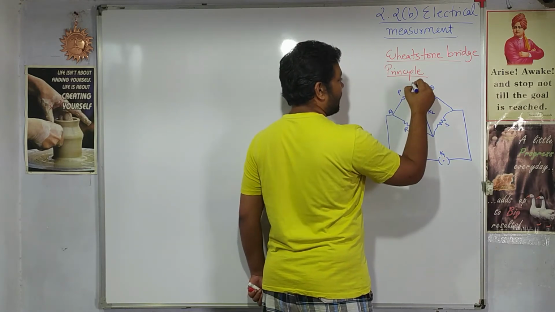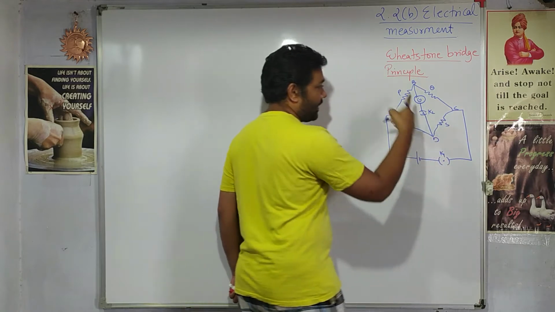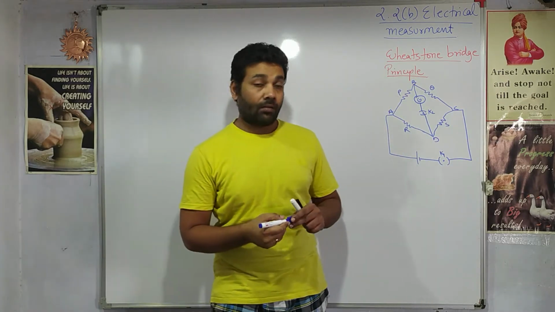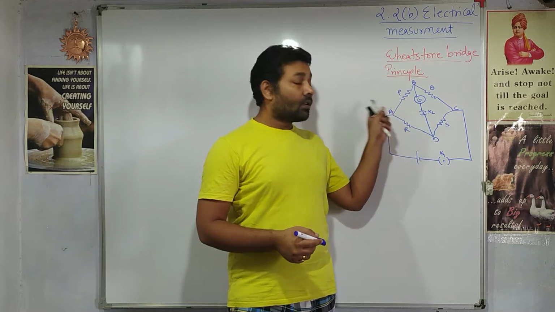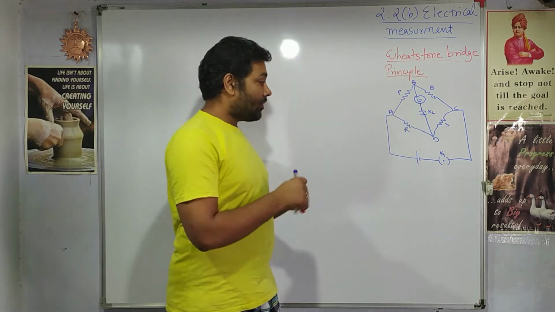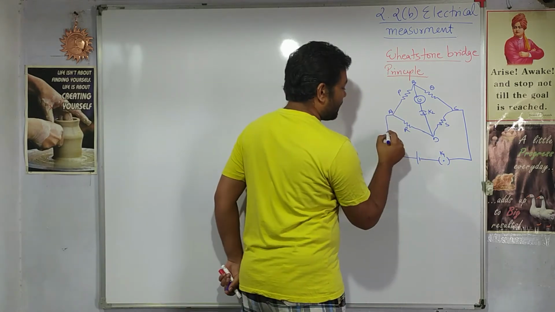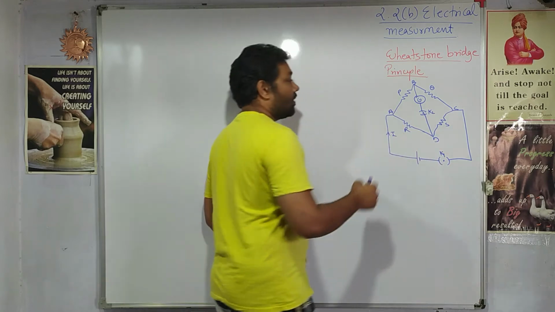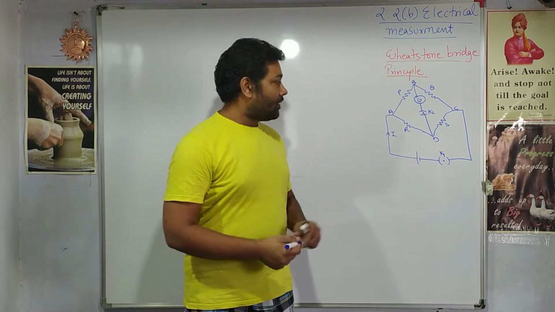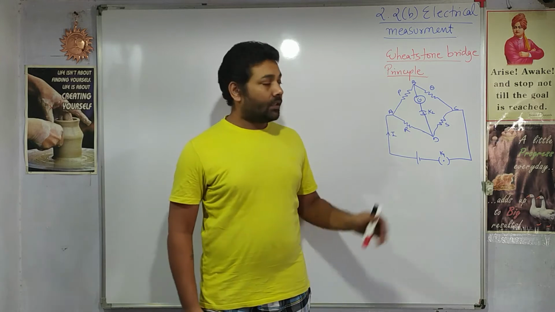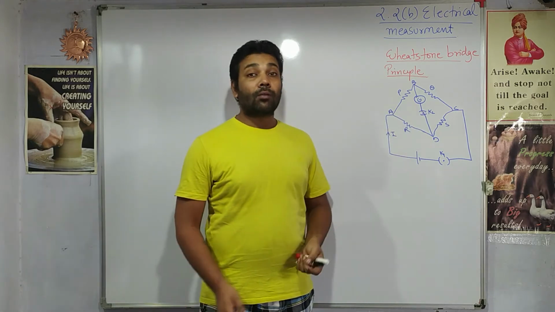Let us name the junctions A, B, C, D. These are the four junctions. Junction means multiple wires are meeting or leading from that point. As soon as switch K1 is made on, the current starts flowing in the circuit, and then K2 is also made on.